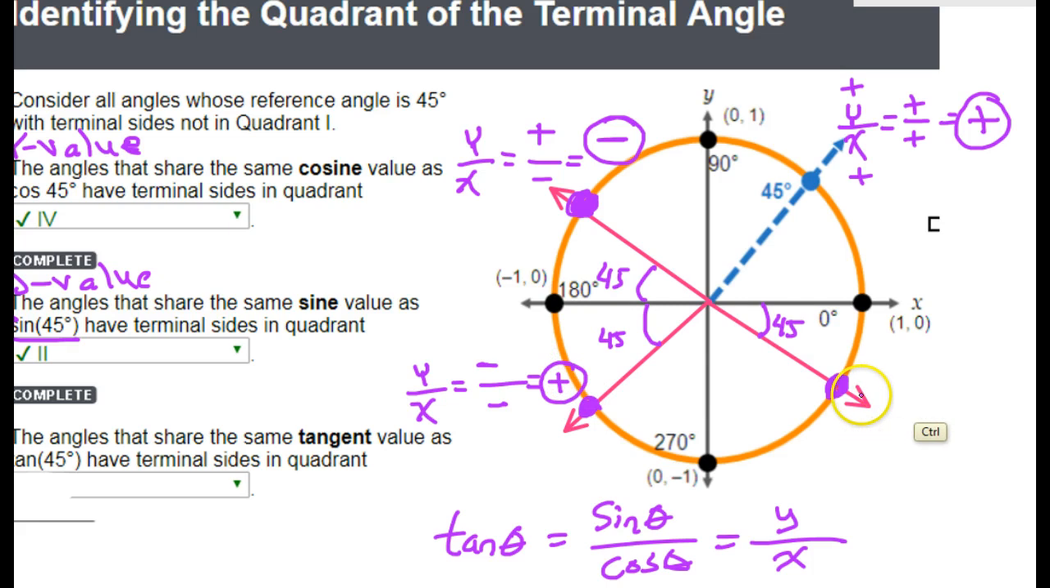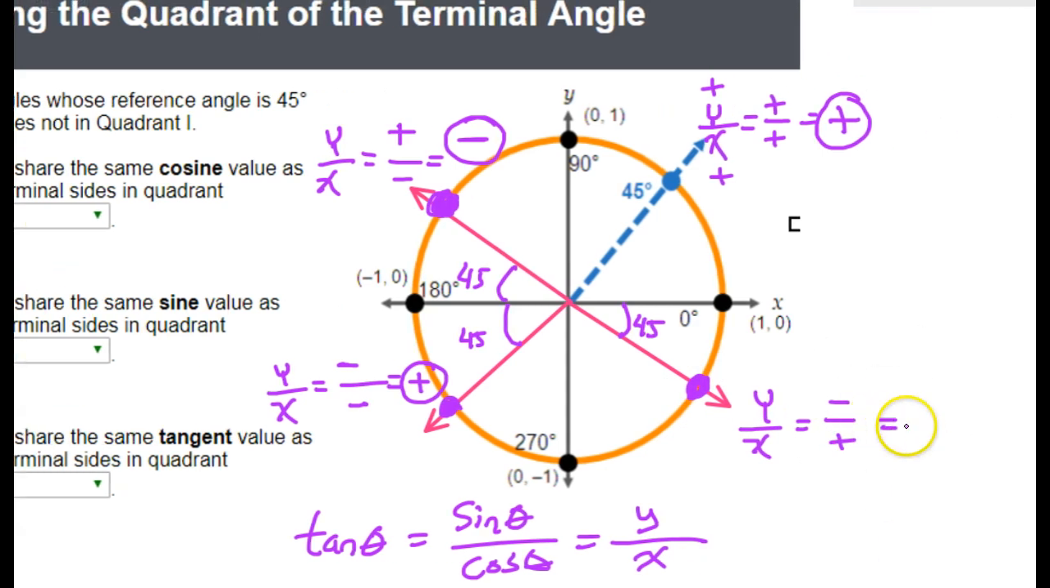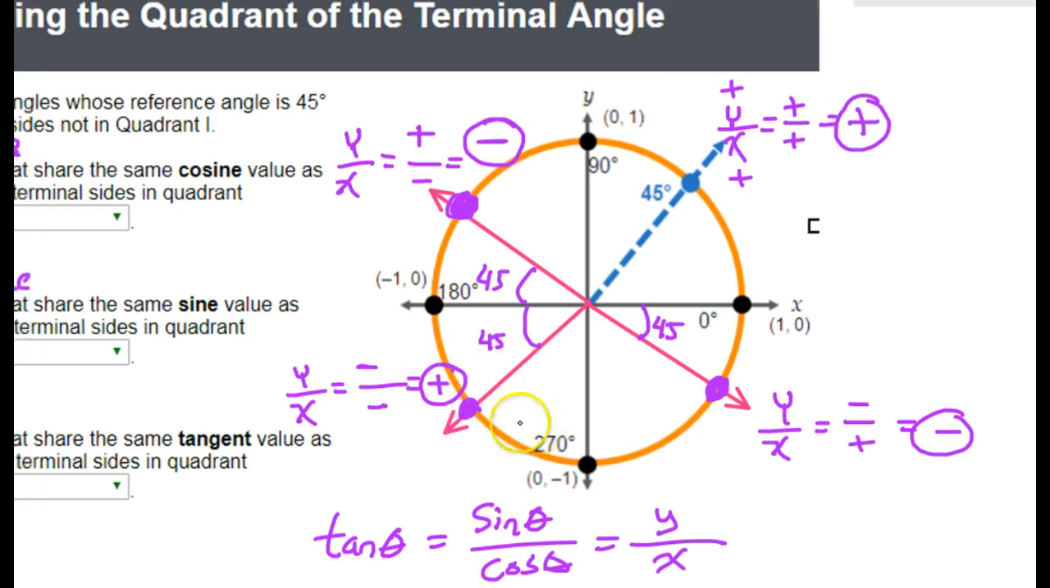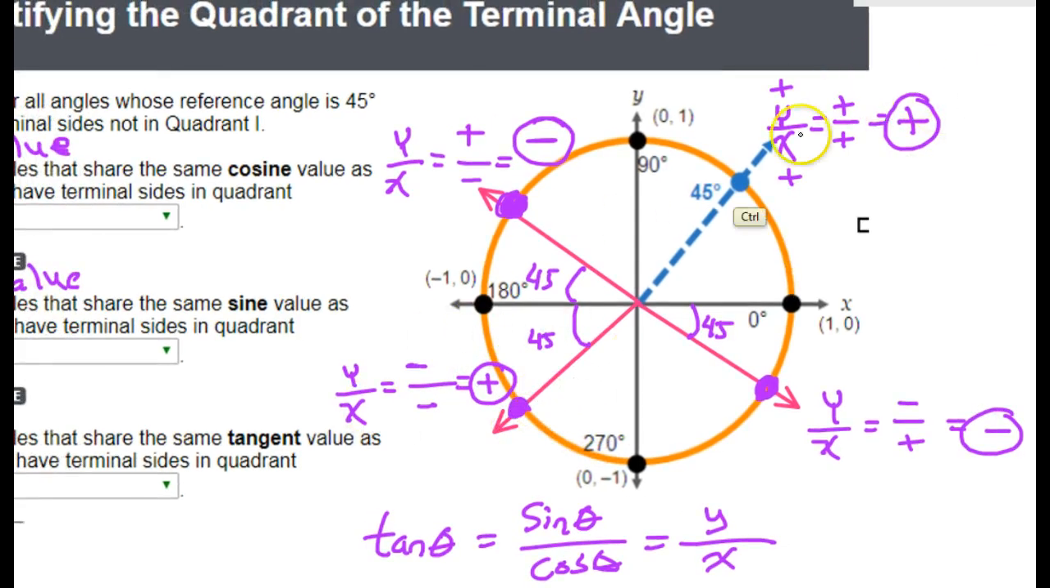What about the fourth quadrant? Y over x. In this quadrant, the y value is negative because it's down. The x value is positive because it's to the right. A negative divided by a positive is a negative. So tangent is positive in the first and third quadrants, and it is negative in the second and fourth quadrants.